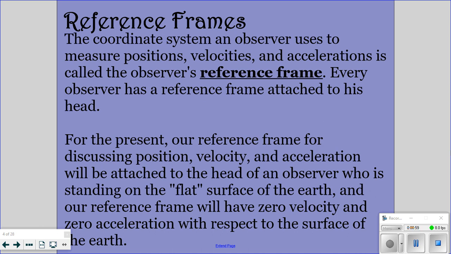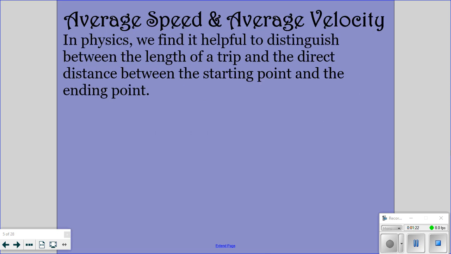And then our reference frame will have 0 velocity and 0 acceleration with respect to the surface of the earth. Obviously the earth is moving, turning the whole time, but when you're standing on the earth, you don't feel it. You are not moving. You have no acceleration with respect to the earth. So that's going to be our reference frame.